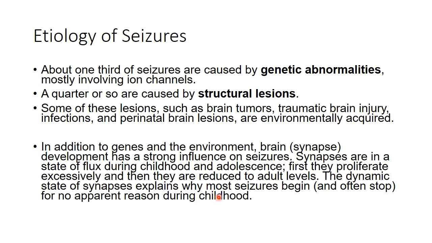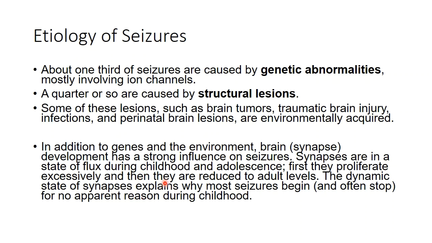So just to note that in addition to the genes and environment, brain development has a strong influence on seizures. Synapses are in a state of flux during adolescence and childhood. First, they proliferate excessively and then they reduce in number in adults. This is because of the dynamic state of the synapse, and that explains why most seizures begin and often stop for no apparent reason during childhood.